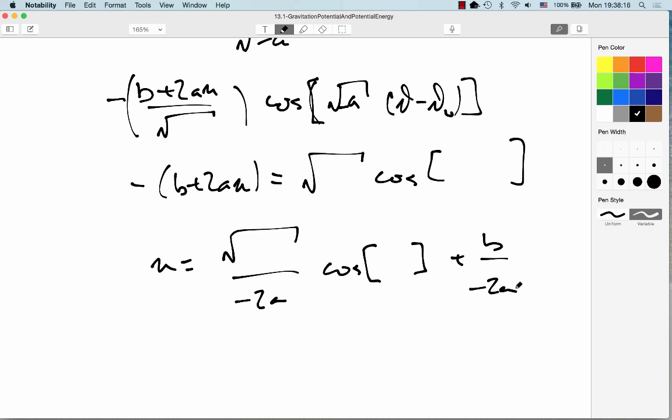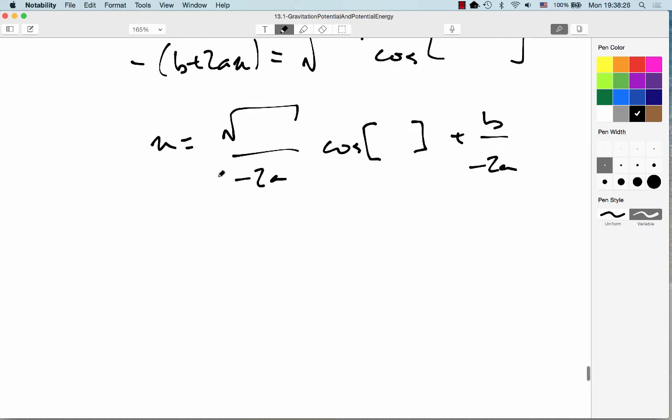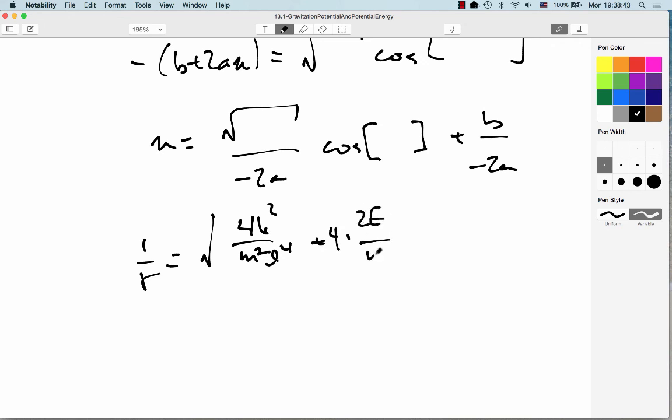So putting in for what we have, the cosine of the root here is just 1, thank God. So we can put in that 1 over r is equal to the root of... Now we'll start substituting in. We're going to get a 4k squared over m squared L to the 4 plus 4 times 2e over ml squared.